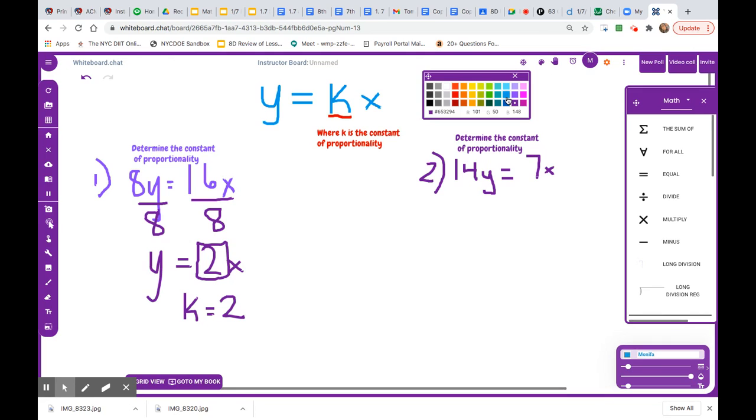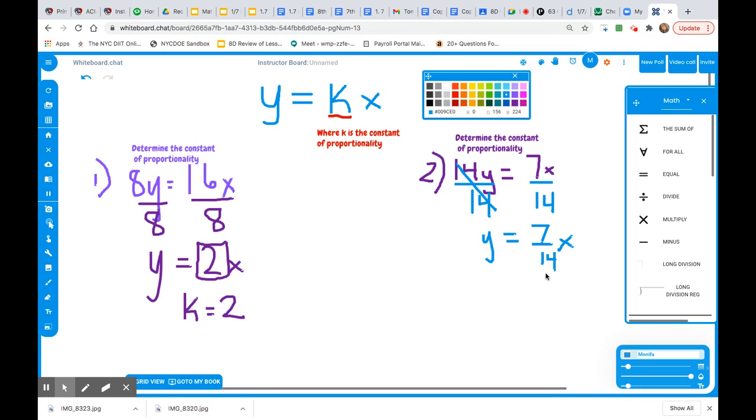Okay, so likewise for the second problem, notice that we have 14y equals 7x. We need y to be by itself. So in order to do that, we have to get rid of this 14, so we have to do the inverse operation. Since this is 14 times y, we have to divide both sides by 14 so that y would be by itself. So when you do that, 14 divided by 14 is just 1, so you're left with y equals 7 over 14x.